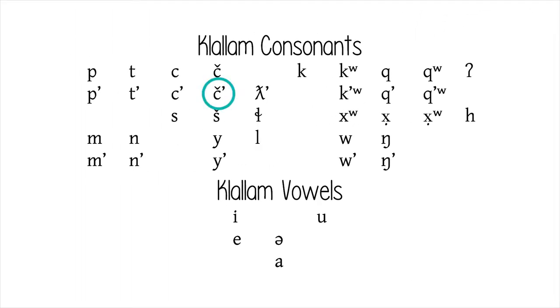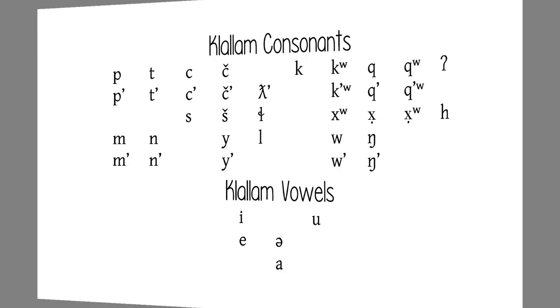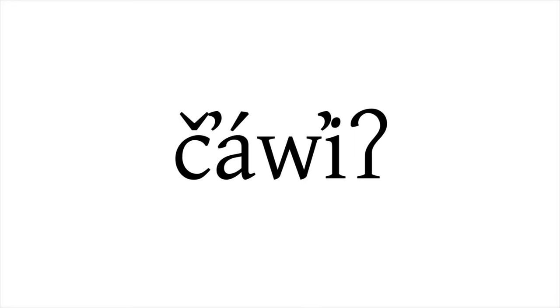A C with a wedge that's ejective is just like the C with a wedge with a ch sound, but is ejected out of the mouth with a strong pop. It's in the Klallam word for plate. Ch'atwe.